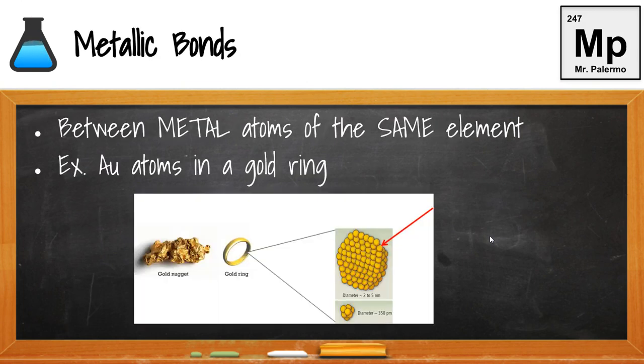Lastly, let's look at metallic bonds. Metallic bonds don't occur between two different metals. They occur between metal atoms of the same element. So for example, gold atoms in a gold ring. So if you look at a gold ring, if I could zoom in and see all the atoms, what is holding the atoms together? That's a metallic bond.